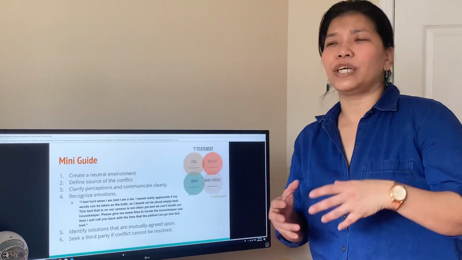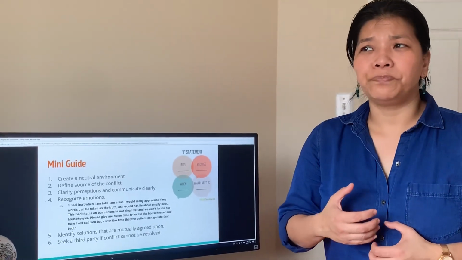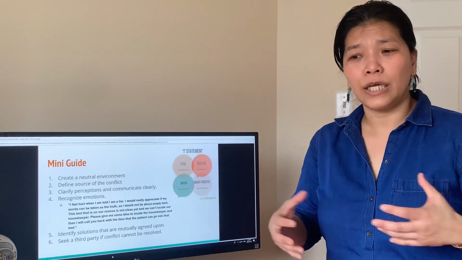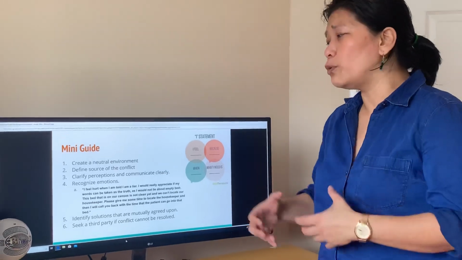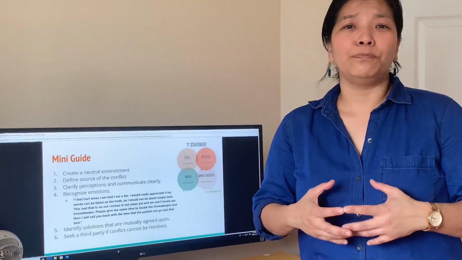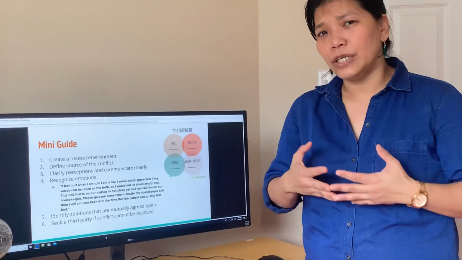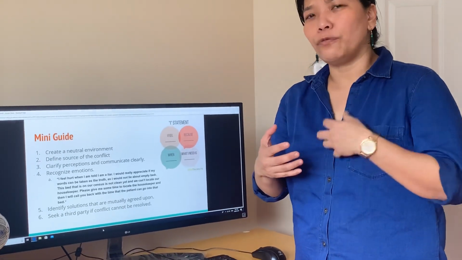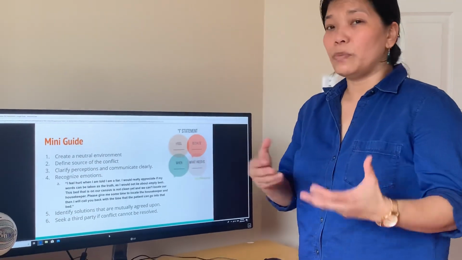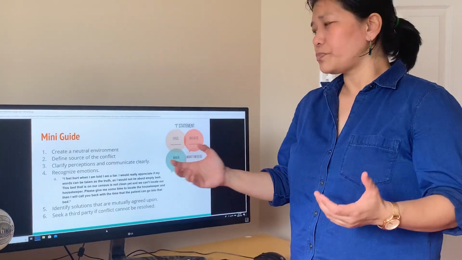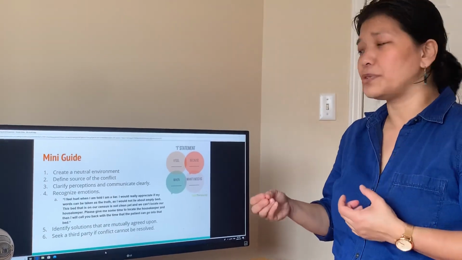You would have to create a neutral environment where you remove the individual and yourself from various overstimulating situations. Remove them to a neutral background. Try to understand what the source of the conflict is, why the conflict has occurred. Try to clarify the perception of your emotions. Try to understand what the other person meant to convey to you. Recognize your emotions, and try to understand the other person's emotions.